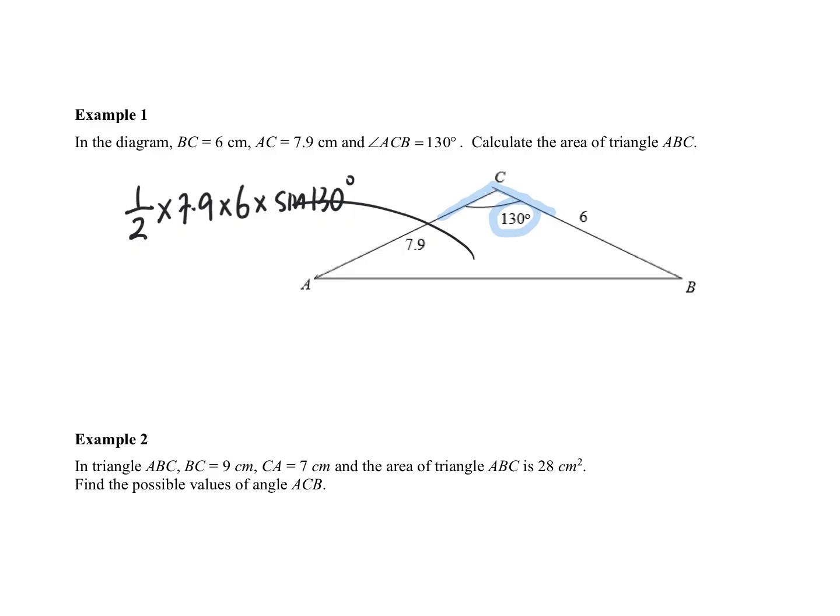Between the two adjacent sides, so it must be like a V. The two adjacent sides and the angle in between. So it's always like that. Correct, the included angle. So what's the value you get here? 18.155, so 18.2, 3SF.